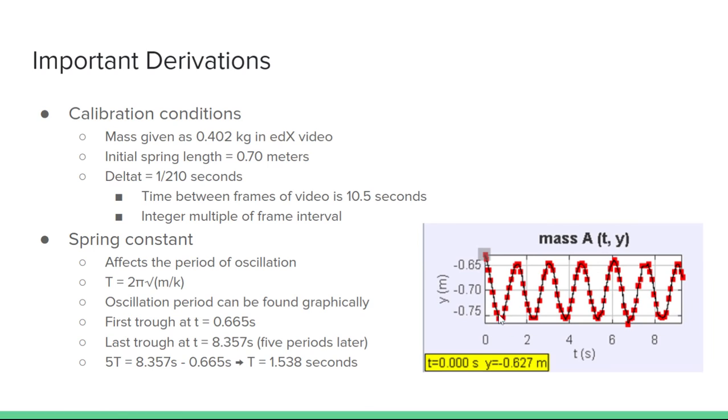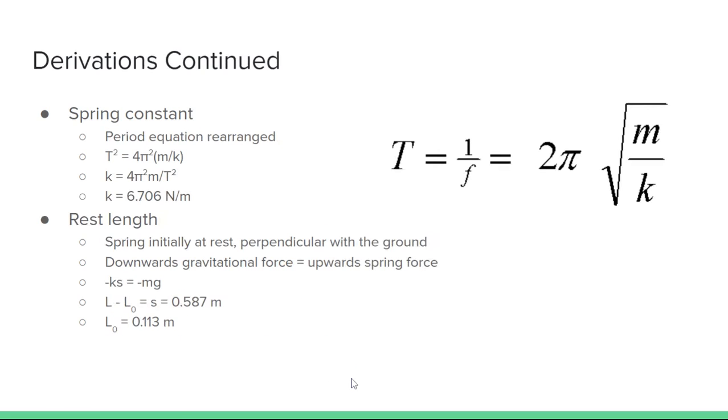So as you can see, the first trough occurred at roughly 0.665 seconds, and the last one at 8.357 seconds, or 5 periods later. So dividing this time interval by 5 gives us a period length of 1.538 seconds. Continuing, we solve the period formula using this information, and we get the unknown spring constant of 6.706 newtons per meter.